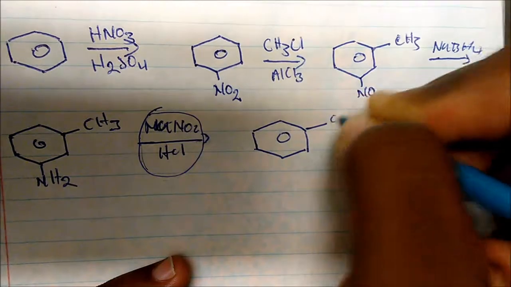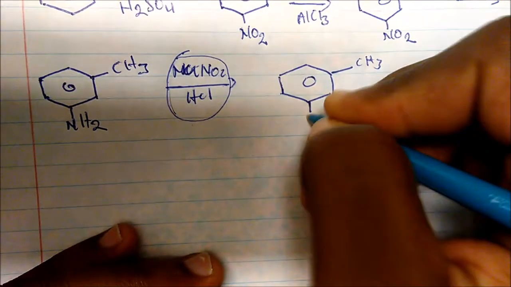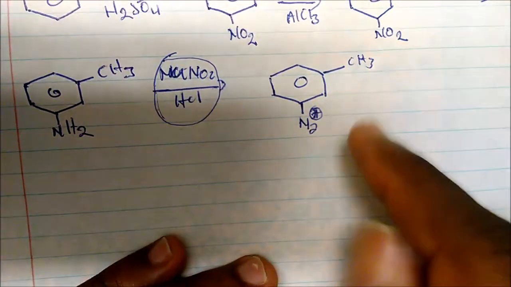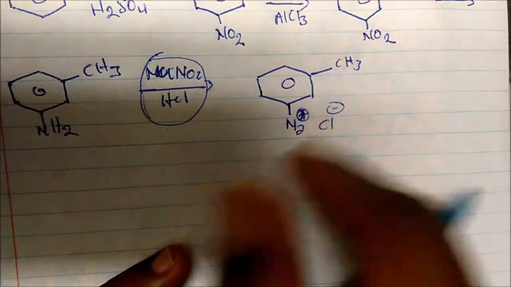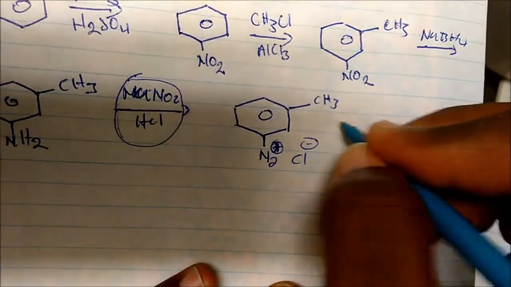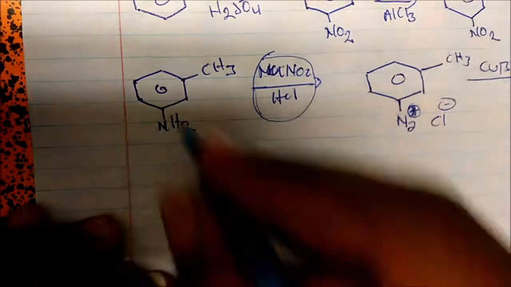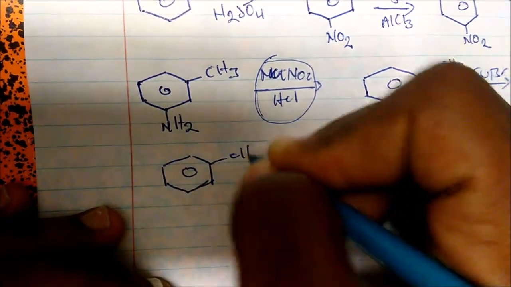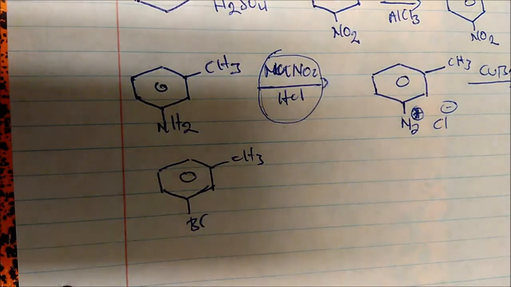So we still have our CH3 here. It actually converts this NH2 group into an N2 plus, so it will become N2 plus Cl minus. This is the general formula we'll generate from this NH2 group. And the idea is that now we could just add copper bromide, and we get the bromine in that position. So we have our CH3 and we have our bromine. This is how we synthesize the molecule.